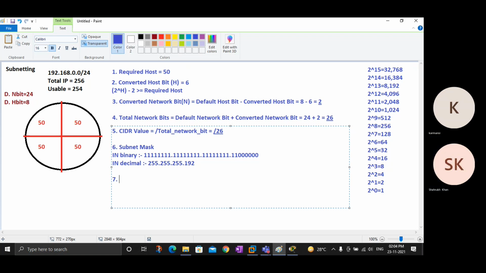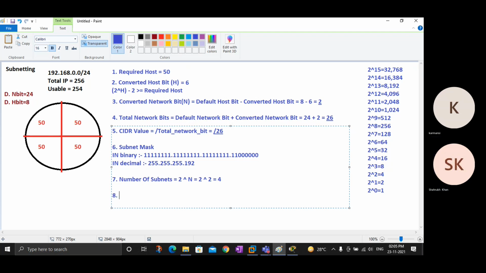Okay. And then the next point is the number of subnets. How many subnets will we be able to create here if we did the subnetting according to the required 50 hosts? For that we have a short formula, that is 2 raised to the power n. n is our converted network bits, which is for now 2. We'll get the answer 2 raised to the power 2. That means 4 subnets will be there.